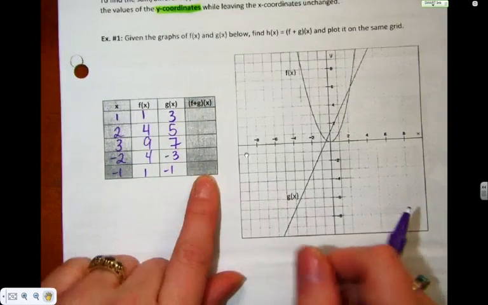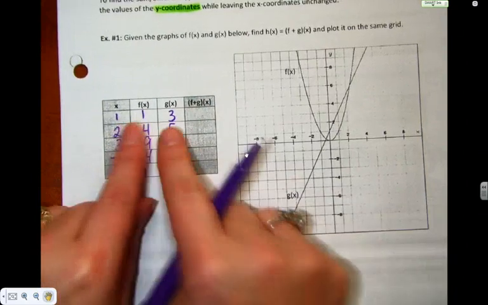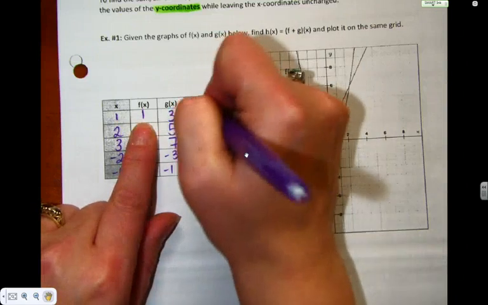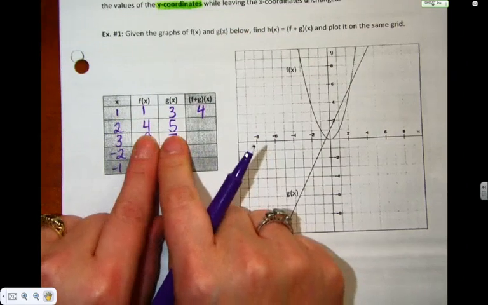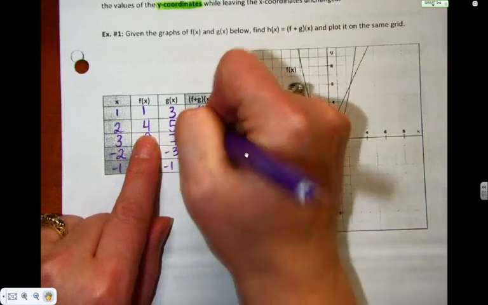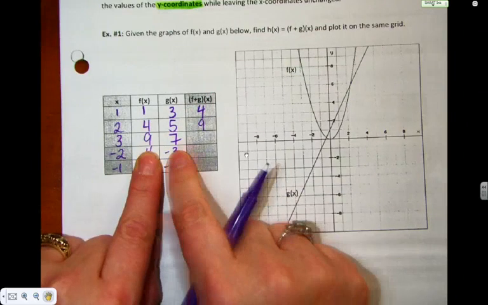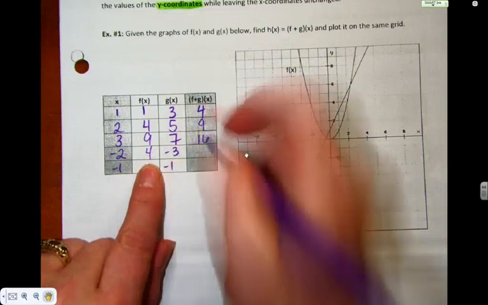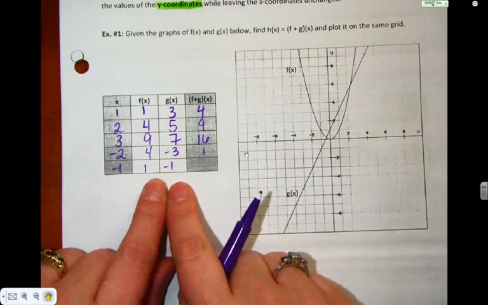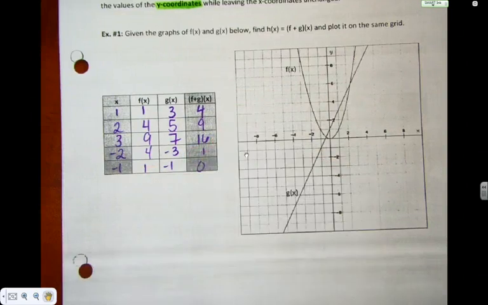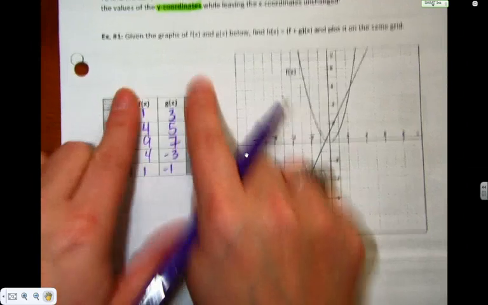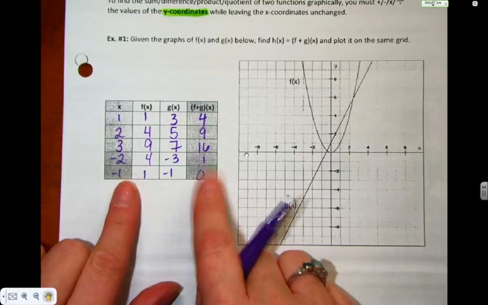Now we're going to do exactly what the question said to do, which was add them. So we're going to take the y coordinates and add them. 1 plus 3. 4 plus 5. 9 plus 7. 4 plus -3. And 1 plus -1. Okay, so there was our combining of functions. We added them together. The reason I've highlighted the 2 outside columns is because that's the new coordinate you're graphing.